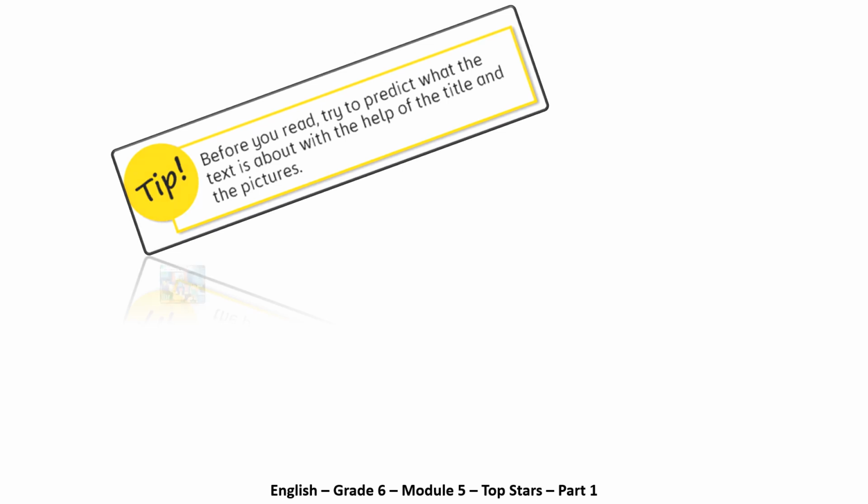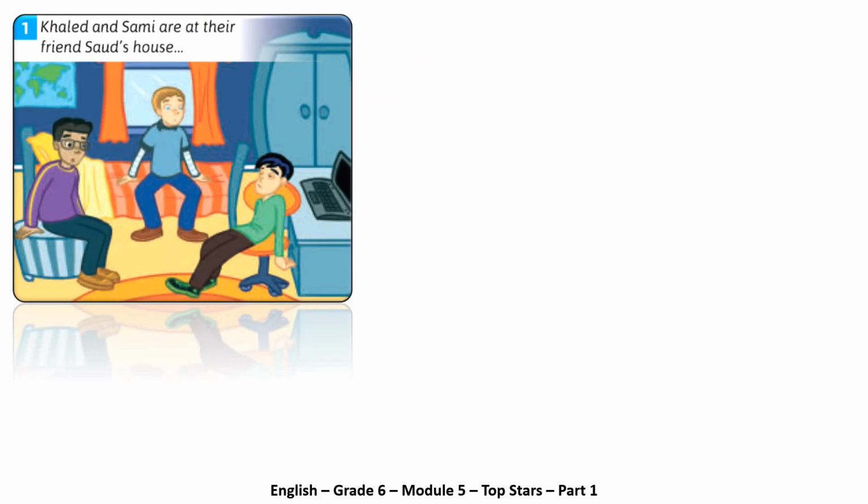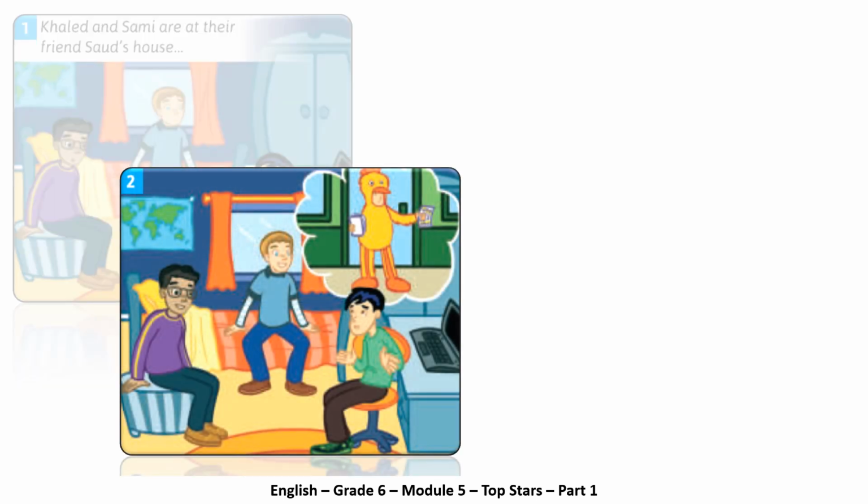So, let's look at the first picture. Khalid and Sami are at their friend Saud's house. So, these are the three friends. But someone looks tired. Let's move on to the second picture. Oh, what can we see here? The tired person is narrating or imagining someone with a costume of a chicken.